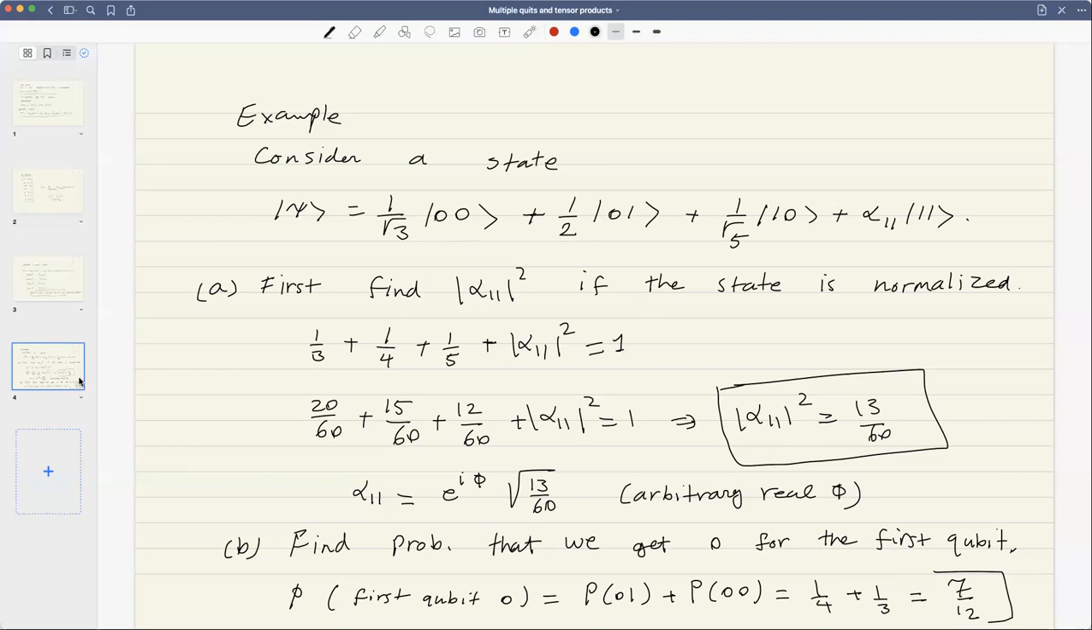Okay. Now it helps to introduce a notation that's a little bit more involved. So that's the so-called tensor product notation.